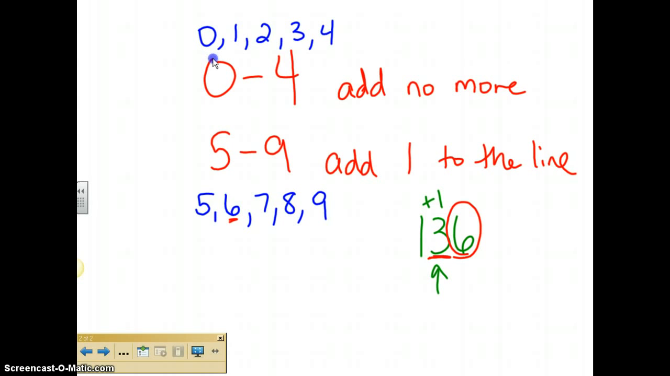And then I finish my rounding. My hundreds place stays the same, so I keep the 1. My tens place is now 3 plus 1, which is 4. And everything after the underline becomes a 0. How many numbers did I have after the underline? 1. So I change it to a 0. So when I look at the number 136, I see that it rounds to 140.